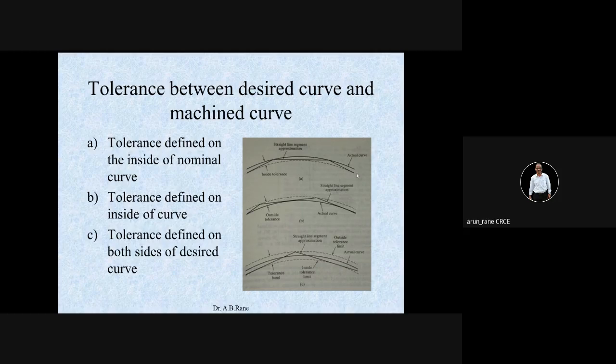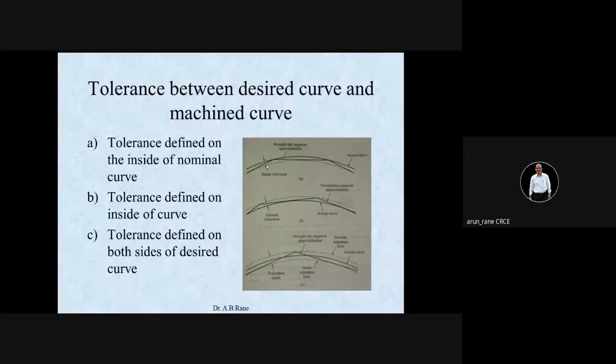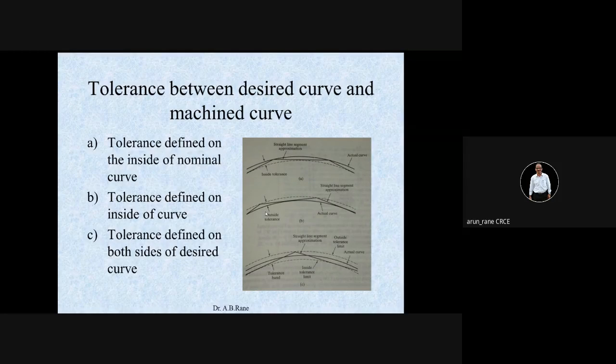So if you zoom in under a shadowgraph or under an electron microscope, you will not get an arc, but you will get a series of straight lines. So the machine accuracy depends upon this tolerance. Again, I repeat, if this distance is less, that means the machine is good. Of course, the cost will again be high. So this is how we define the inside tolerance.